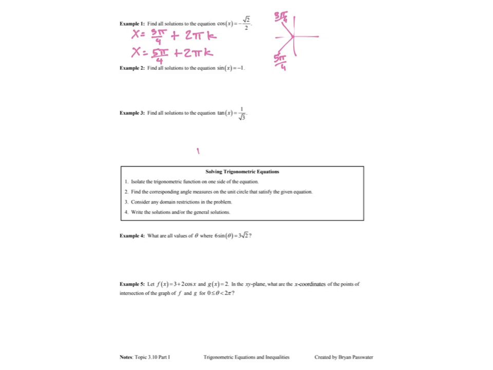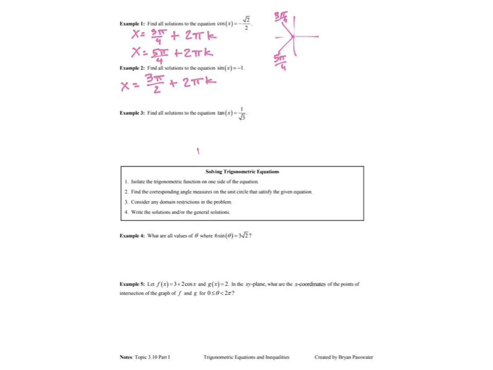Okay, find all solutions to the equation sine x equals negative 1. At the bottom, when? 3 pi over 2 plus 2 pi k. It only happens once. Only one time, true. Good job.